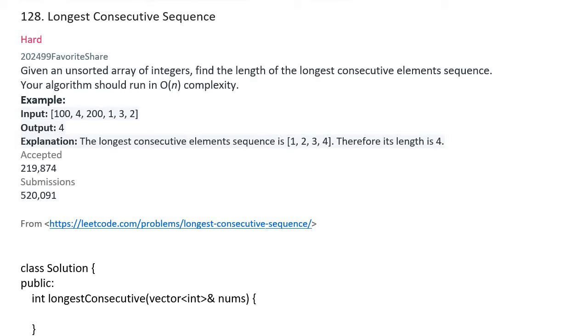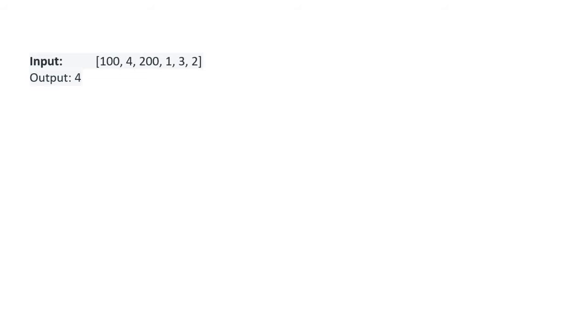Let's see the example. Input is 100, 4, 200, 1, 3, 2. The output should be 4, because the longest consecutive elements sequence is 1, 2, 3, 4. So let's think about the idea to solve this problem in O(n) time complexity.